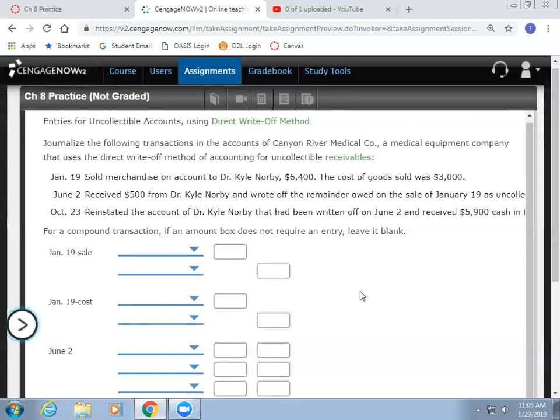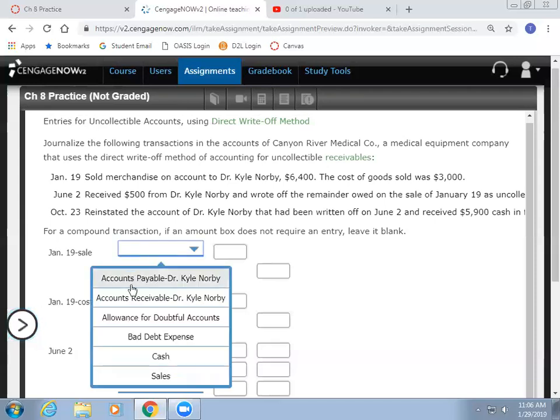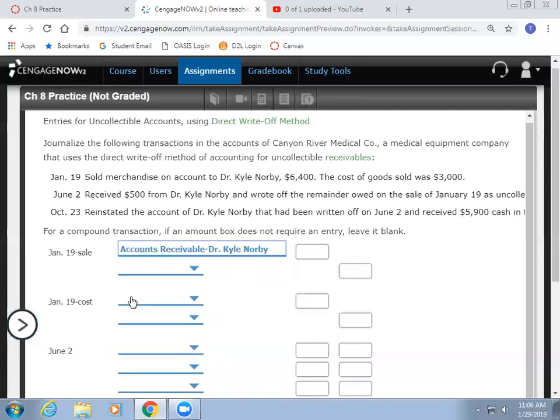For that first journal entry, we have to go back to college accounting and think, how do I log a sale? Does anyone remember what the debit and credit is when we sell merchandise on account? Perfect. We debit accounts receivable for Dr. Kyle Norby, and we credit sales, for the $6,400. It's his account, and then we credit sales.